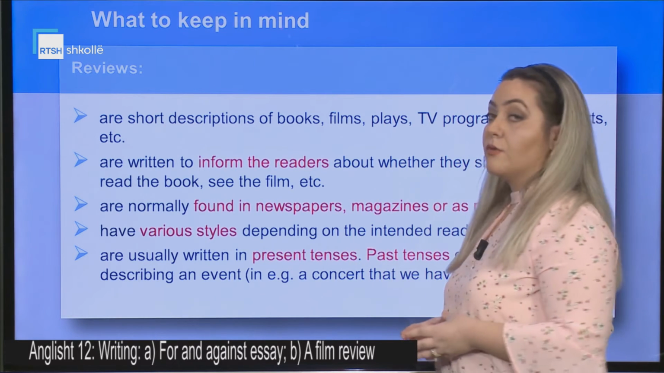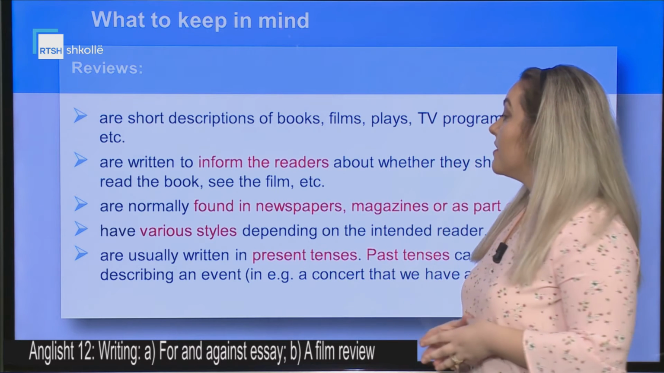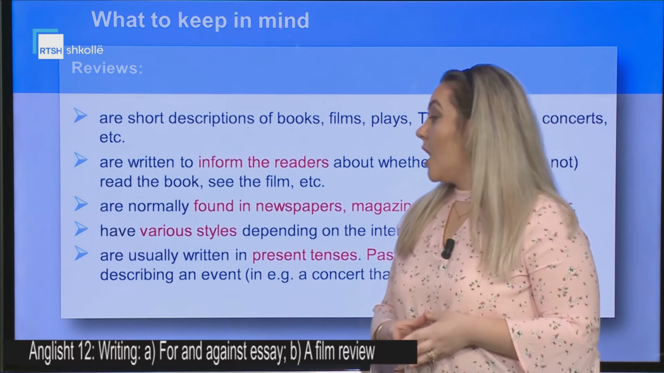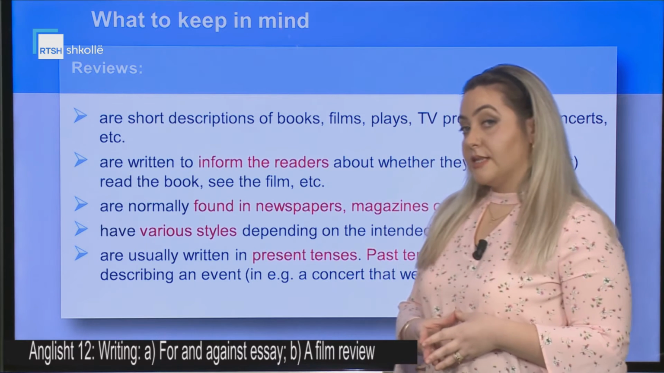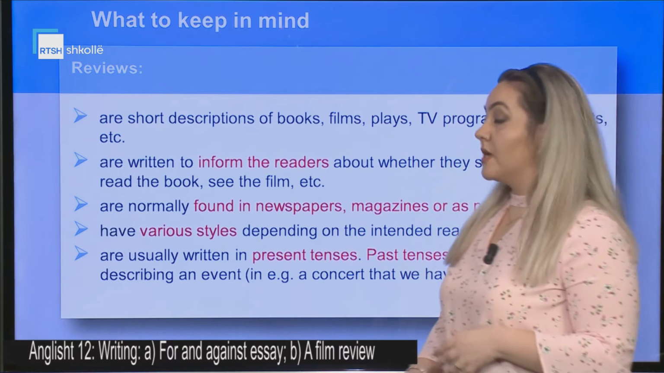Reviews are normally found in newspapers, magazines, letters. They have various styles depending on the intended reader. They are usually written in present tense, but past tenses can be used when describing an event.